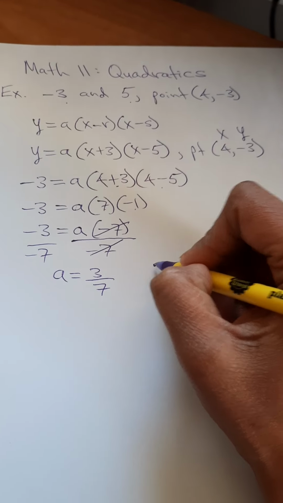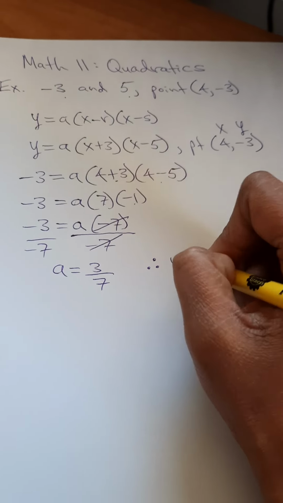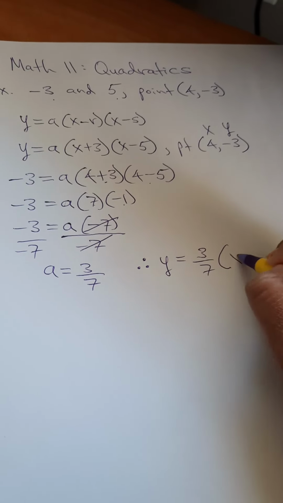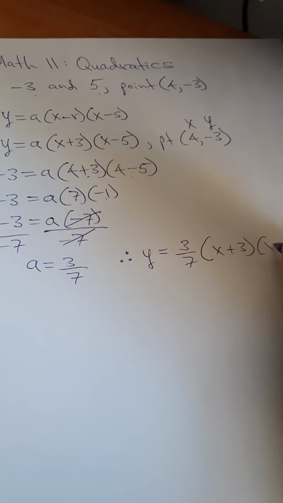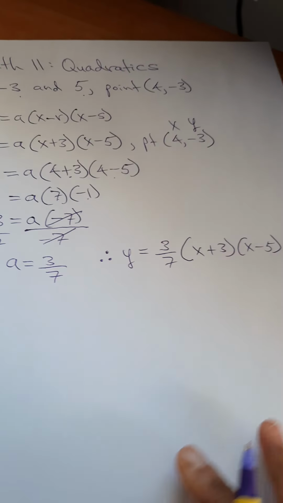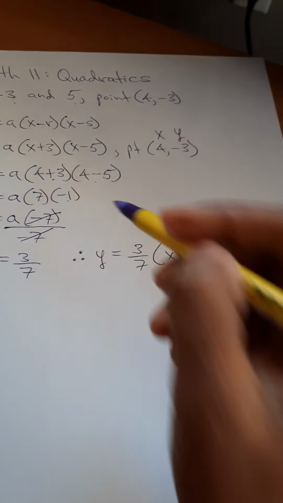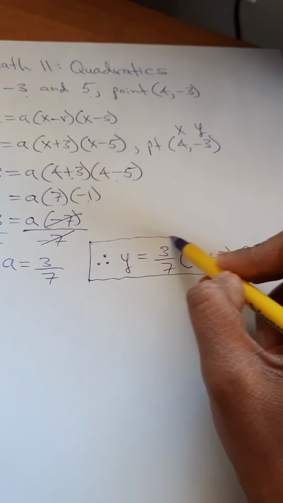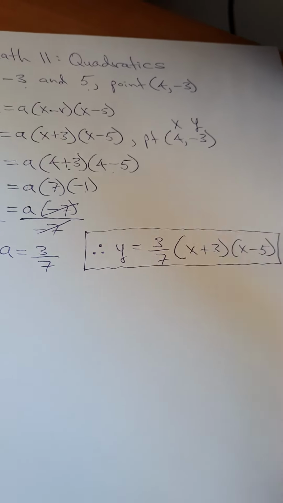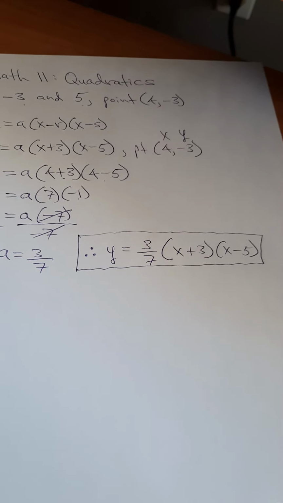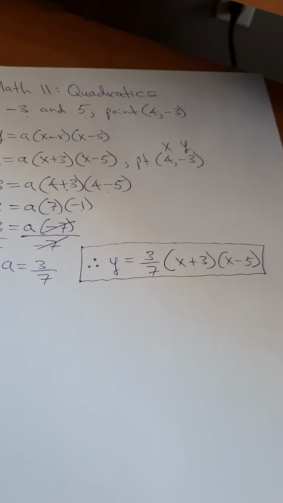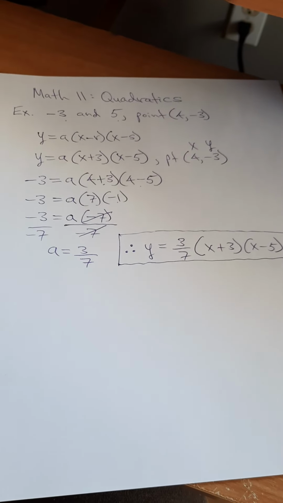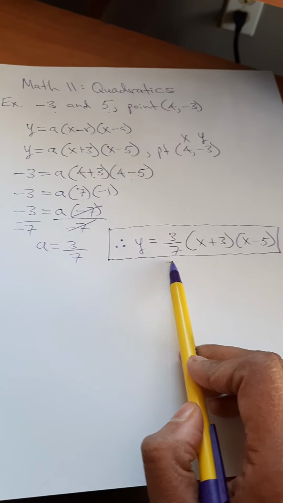And I'm going to state my equation one more time. So therefore, y equals 3/7 with your x-intercepts. Okay, so x plus 3 and x minus 5. Okay. And this is basically my final answer. And like you know, I like to box my final answer just so the teacher can see it, okay, at the very end. So remember, 1 mark is actually always given for the final equation. And that's what the teacher is looking for at the end.